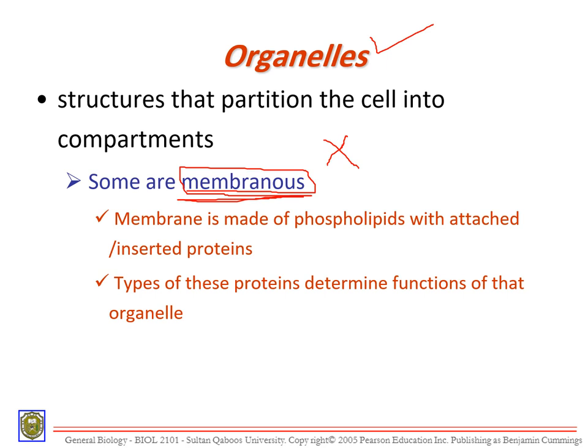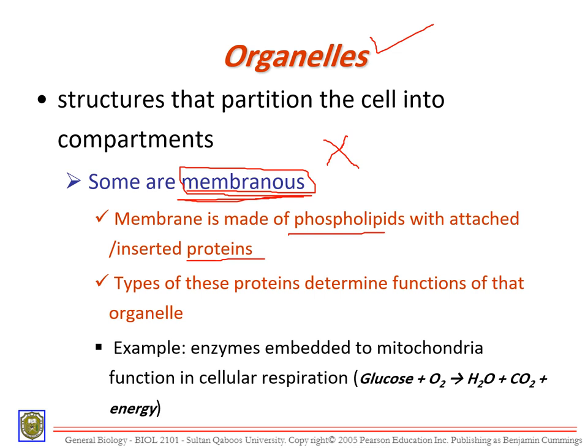Membrane is made of, and we know that membranes are made up of phospholipids with attached proteins. We're going to talk about that in detail as well later on. And the types of these proteins determine the function of the organelle. For example, enzymes are embedded in the mitochondria.